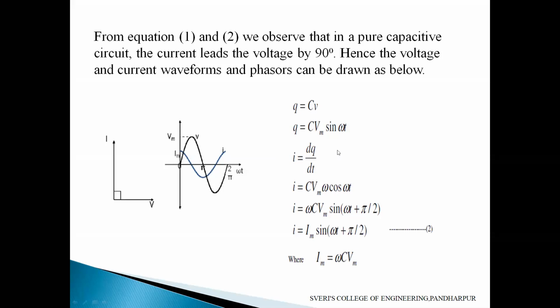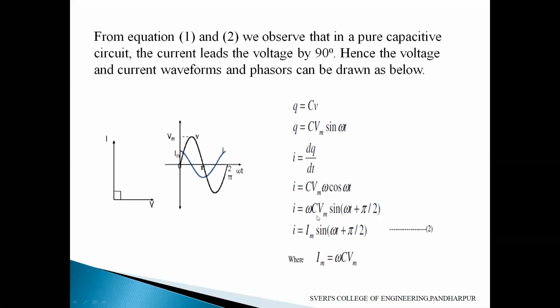Now the differentiation of sin omega t is cos omega t into omega, because we are differentiating with respect to t and omega t is there. So omega cos omega t is the differentiation of sin omega t. Keeping C Vm as it is, we get I equal to omega C Vm cos omega t. This cos omega t we can write as sin of omega t plus pi by 2.